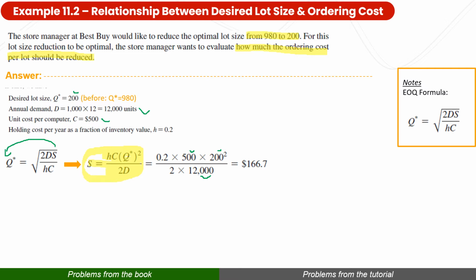$166.7. So the store manager at Best Buy would have to readjust the order cost per lot from the previous $4,000 to $166.7 for a lot size of 200 units to be optimal.